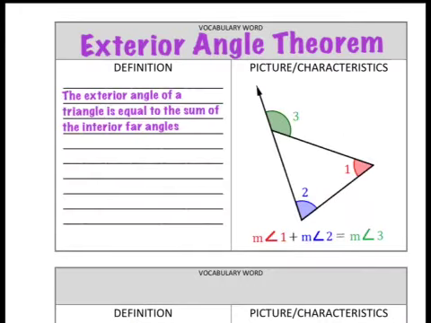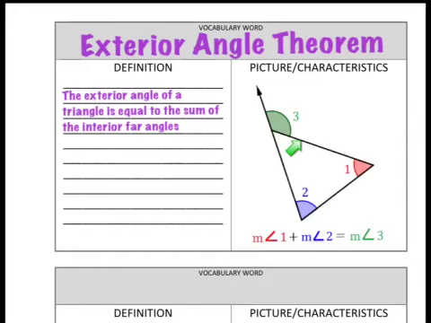Okay, your first vocab word would be exterior angle theorem. The theorem says the exterior angle of a triangle is equal to the sum of the interior far angles. What that means is, see this angle out here? This is called your exterior angle. It's on the outside of the triangle. So it's exterior. These would be interior.